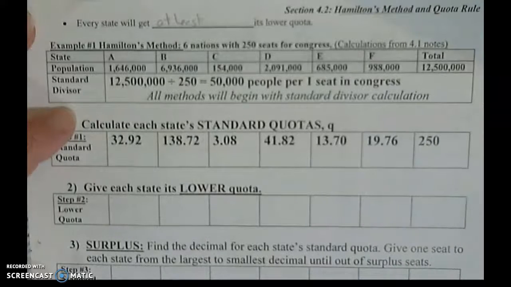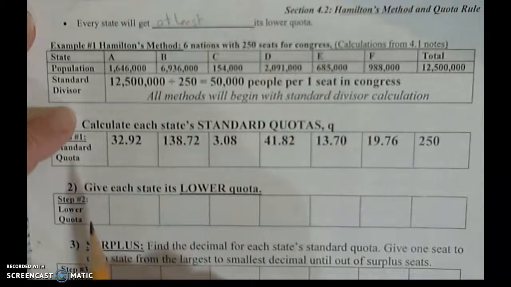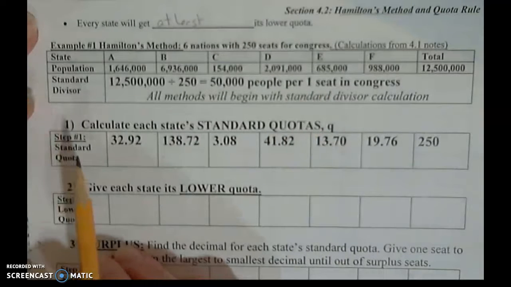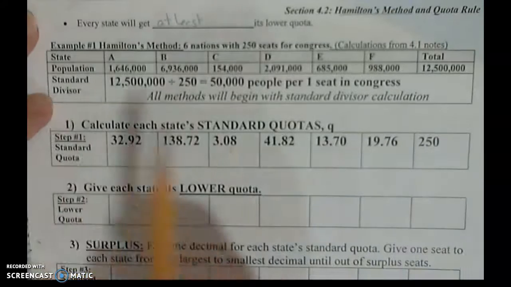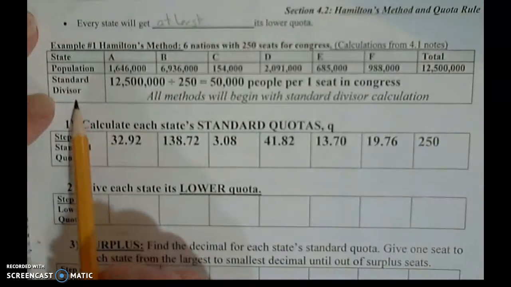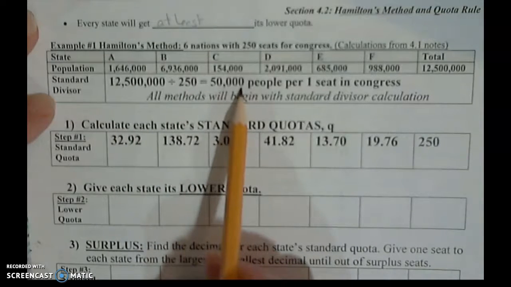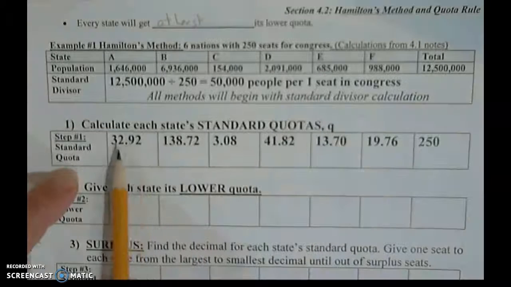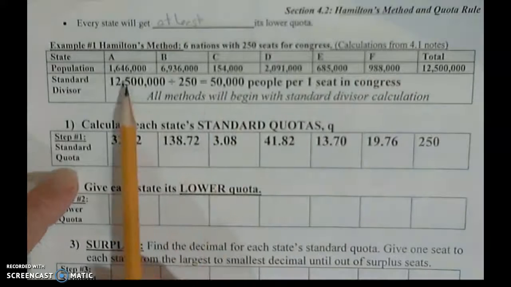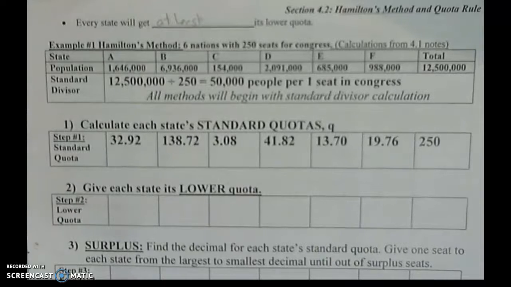All right, so let's look at our little example here. We've got 6 states, 6 nations, and we have 250 seats to give out. The first thing is what we did back in the first section: let's find our standard divisor, which is the total population divided by that 250. So it's 50 people for each seat. And then we found our standard quota. Here was my standard quota. We did that divided by the 250, and we got here. Now, these are all from example 1.